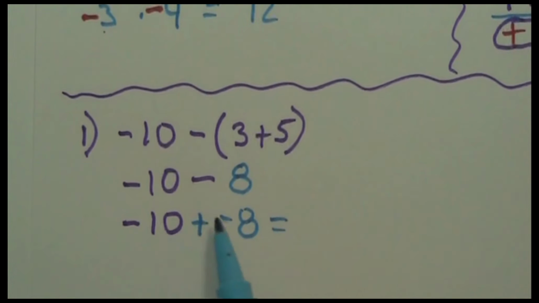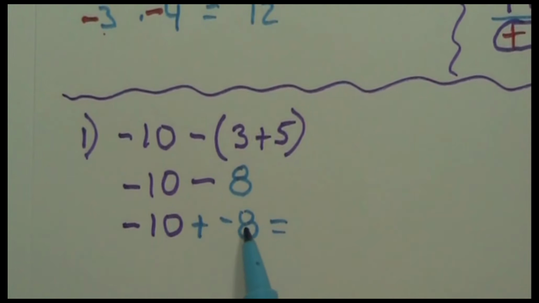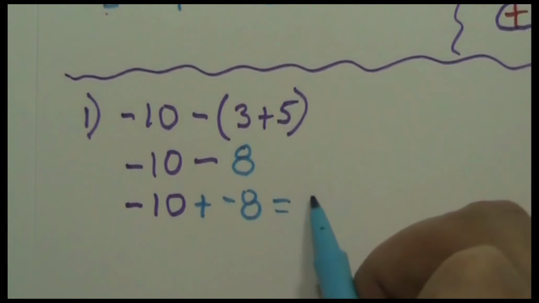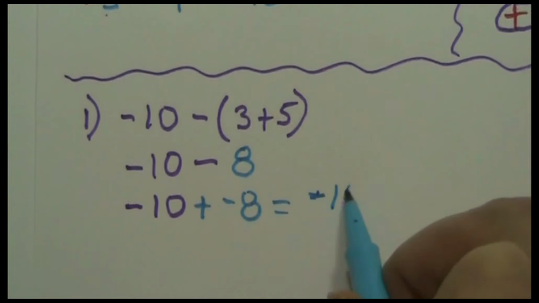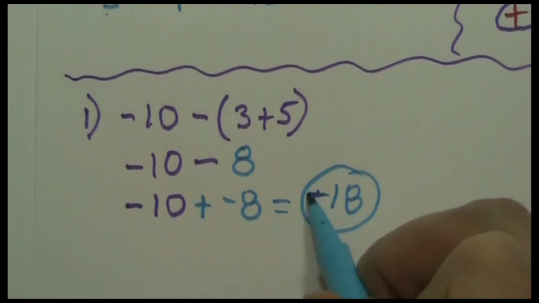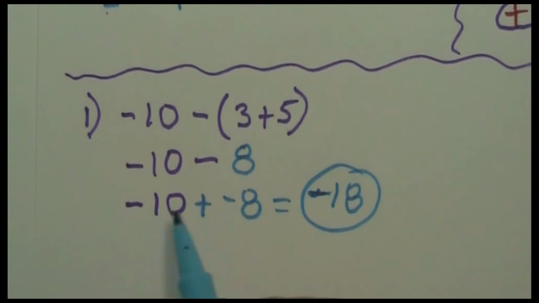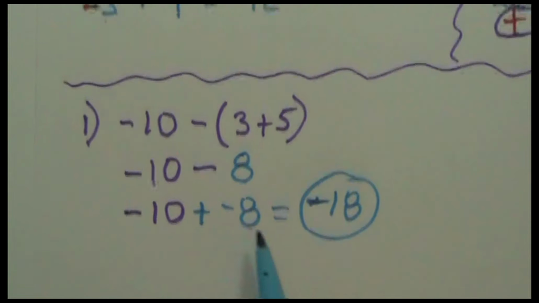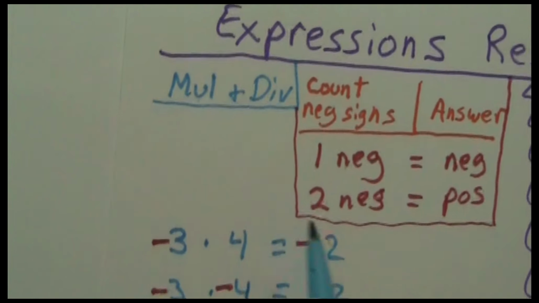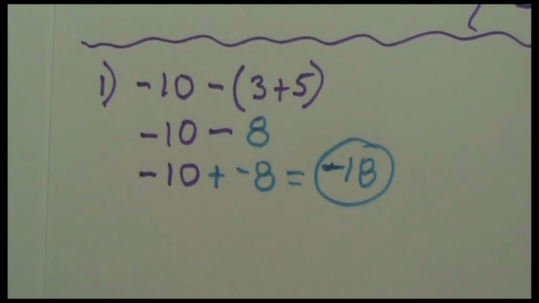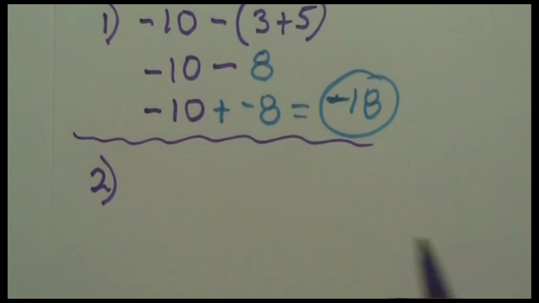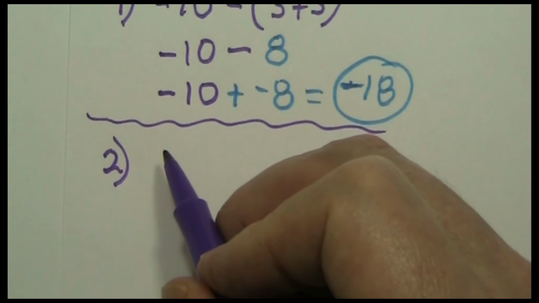So negative 10, 10 negatives, and 8 negatives. 10 and 8 negatives makes a total of 18 negatives. We're not multiplying. We're not saying 2 negatives cancel. That only is for multiplying and dividing. We're just counting negatives and positives. If you want to, go ahead and put a little squiggly line between it, separate it.